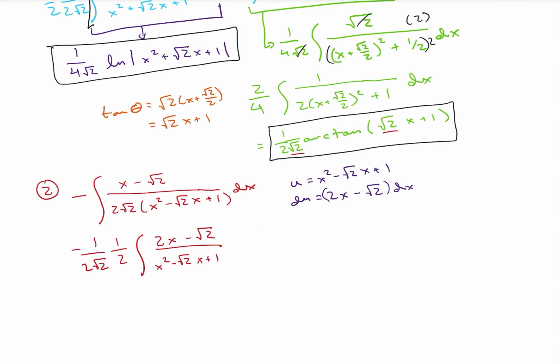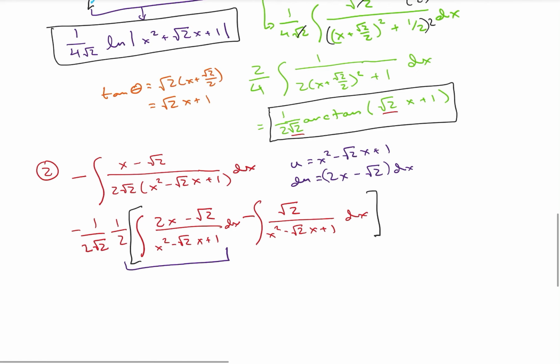I'm going to rewrite this a little bit. So we're going to get minus root 2 over x squared minus root 2x plus 1 dx. And we can split these up again. And remember that both of these are being multiplied by that negative 1 over 2 root 2 times 1/2. So looking at this again, this first part of my integral is just going to become negative 1 over 4 root 2 times the natural log of x squared minus root 2x plus 1.